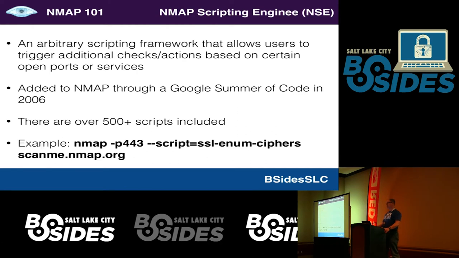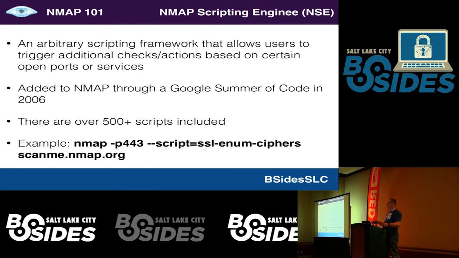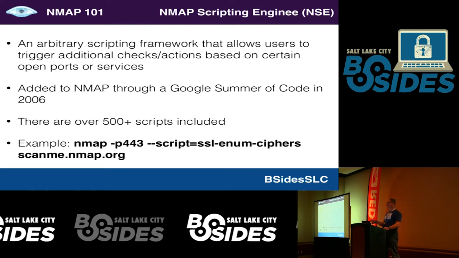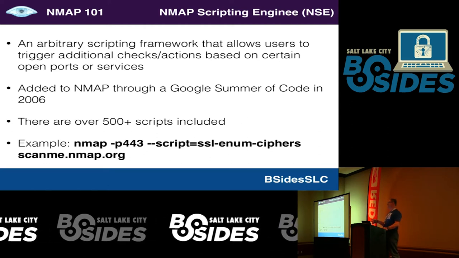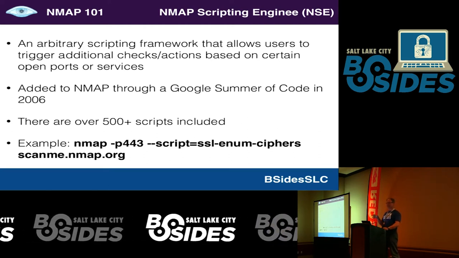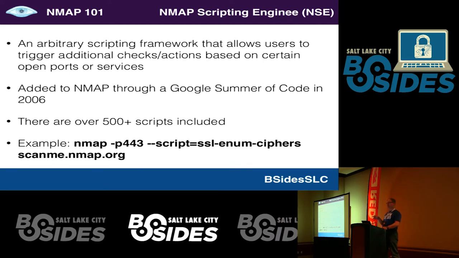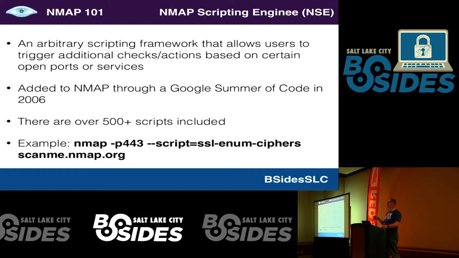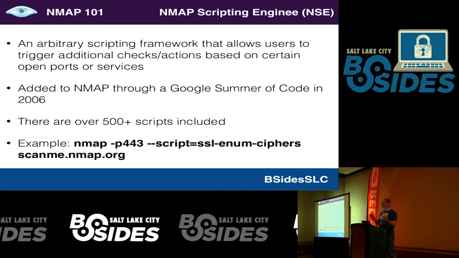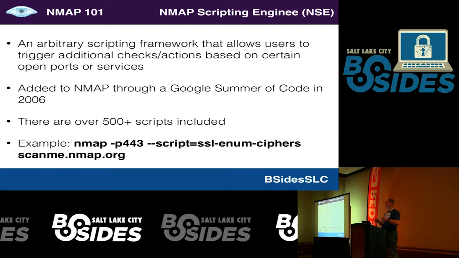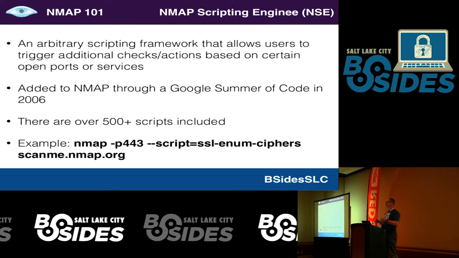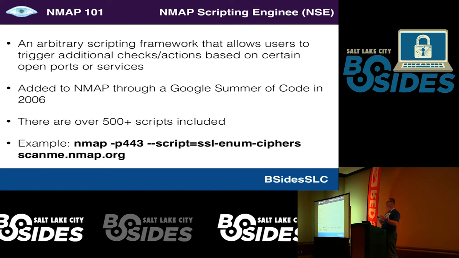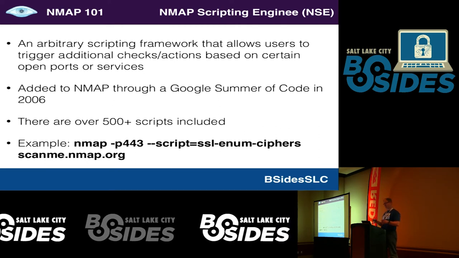Now, that was basically the functionality. Nmap started out just as a port scanner. And you can write a port scanner in about eight lines of Python. But about the middle of the last decade, Google sponsored Summer of Code, and they added the Nmap Scripting Engine to Nmap. And it's really added a lot more functionality. It's really enhanced what it can do for you.